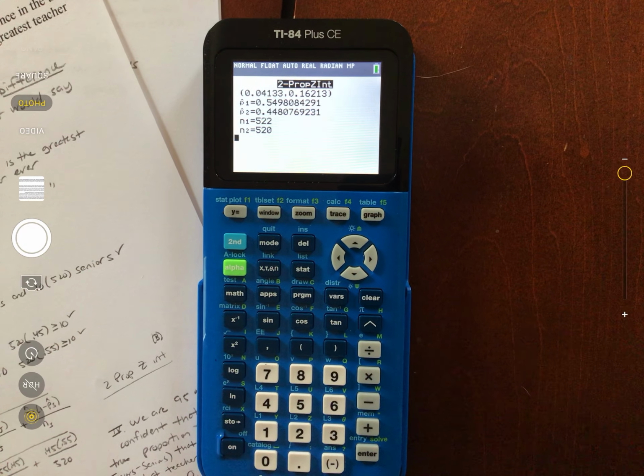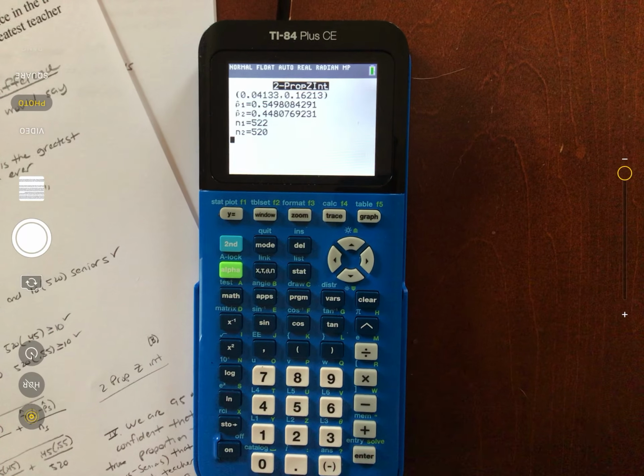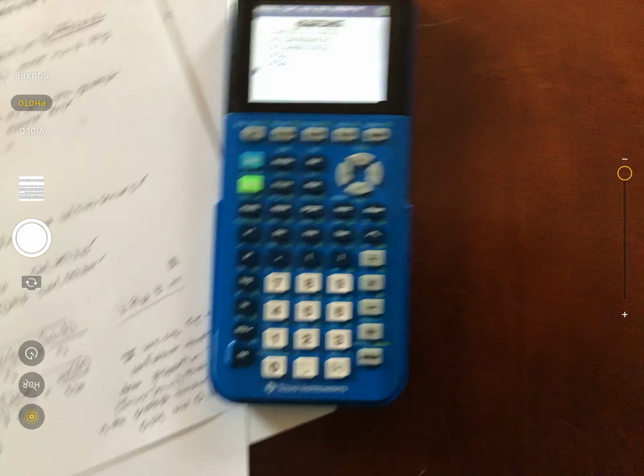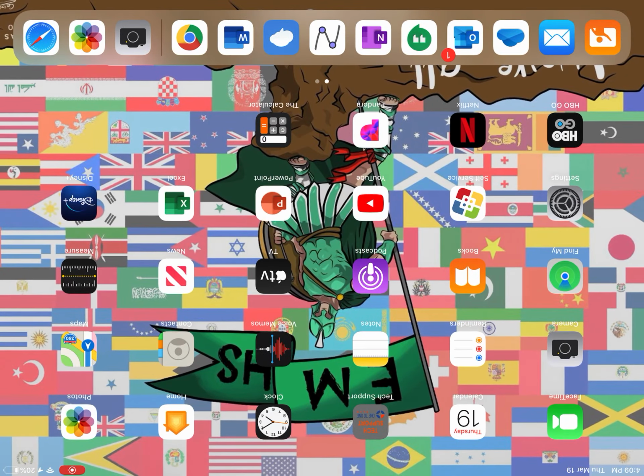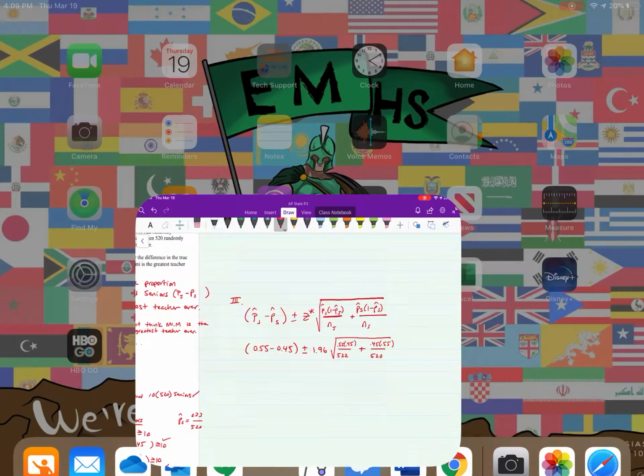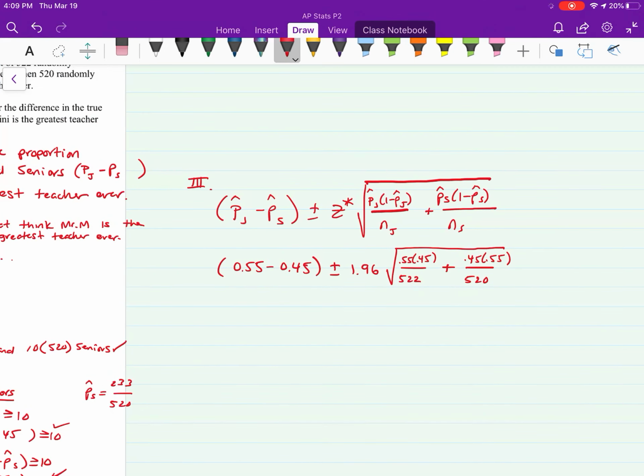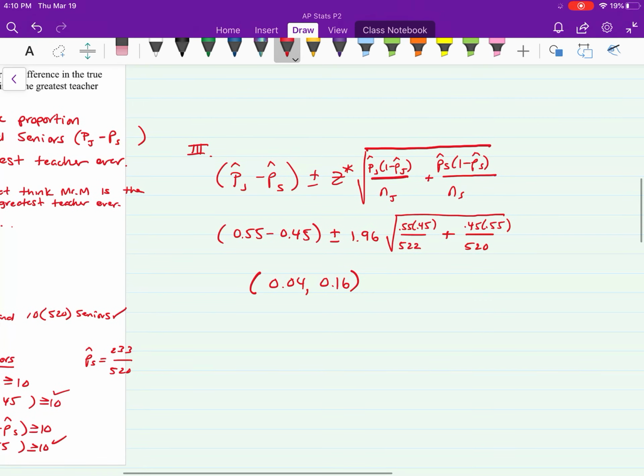And on top there we have 0.04 to 0.16. So let's put this in. 0.04 to 0.16. So that confidence interval, 4% to 16%, is the difference of the proportions of juniors and seniors that think I'm the greatest teacher ever.